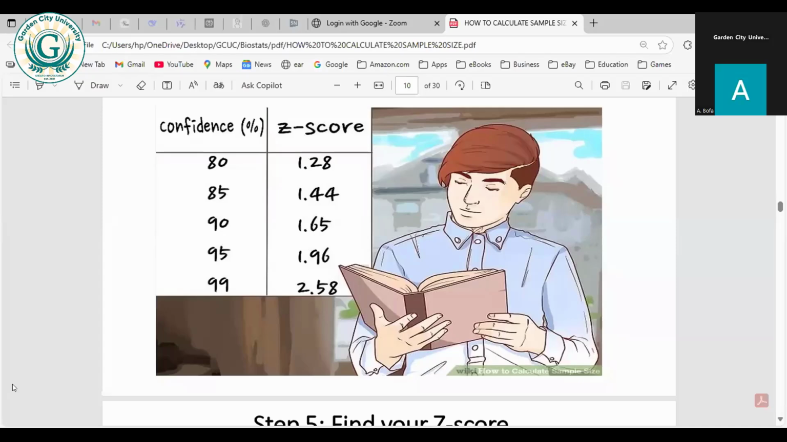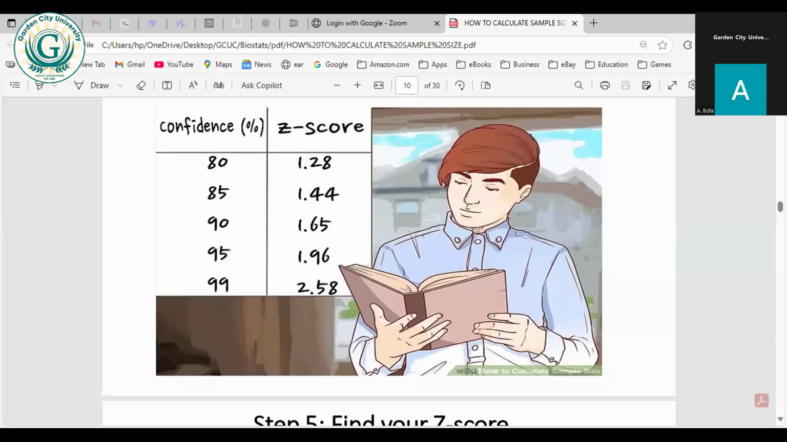So now, let's continue. Let's assume that someone is using 95% confidence level. The moment you settle on 95% confidence level, its respective Z-score is 1.96.